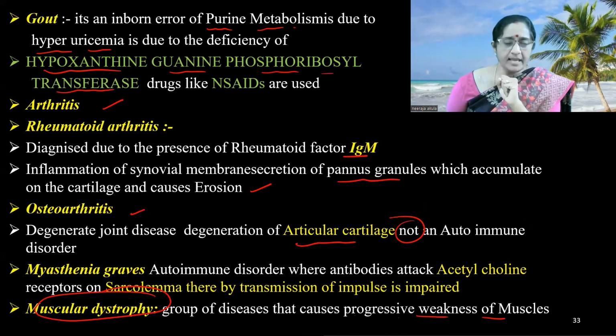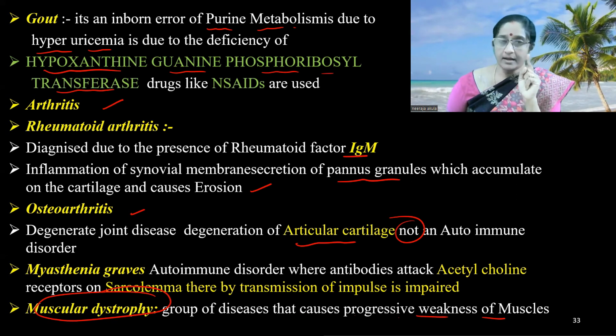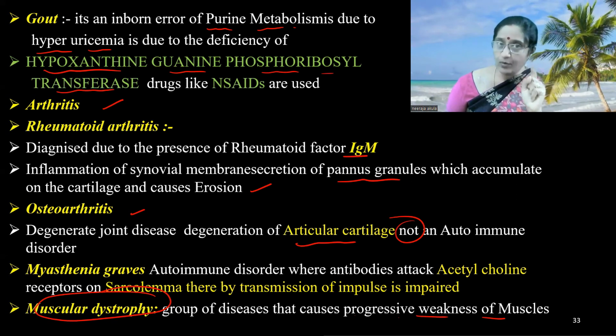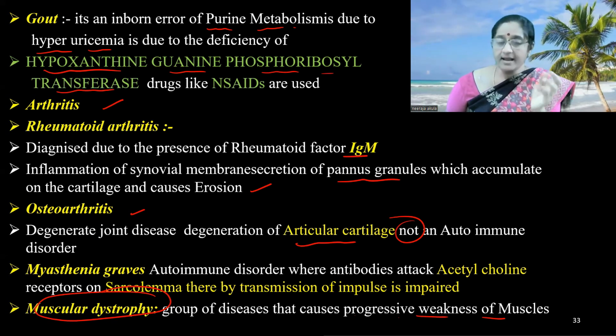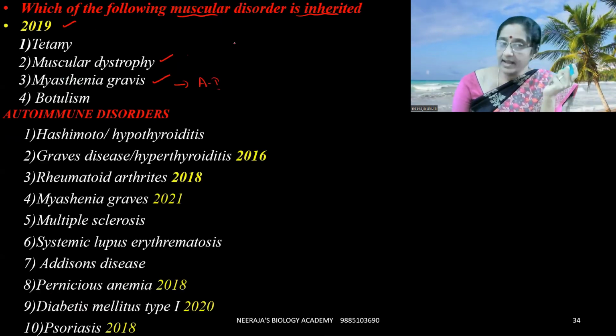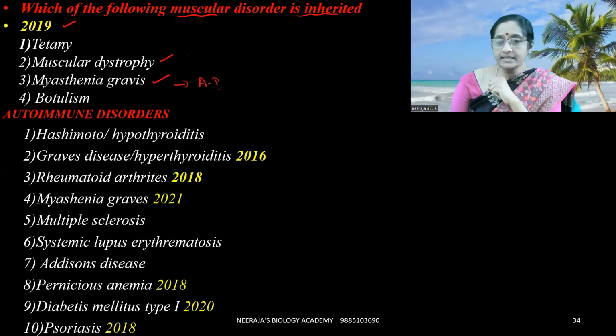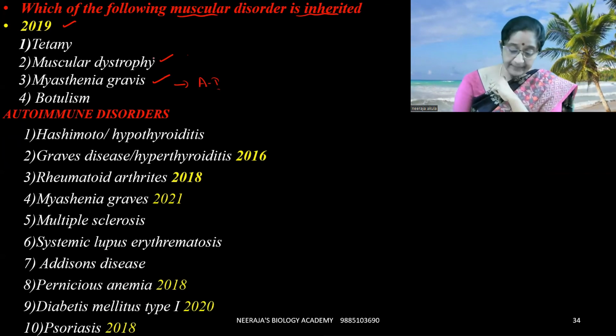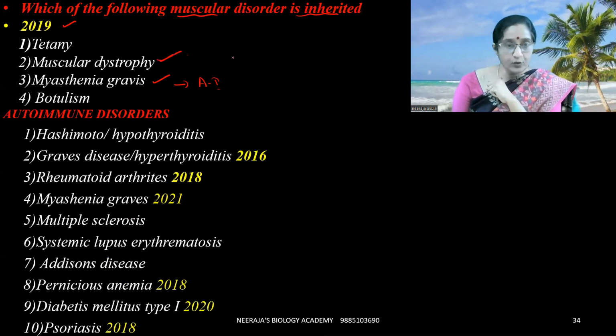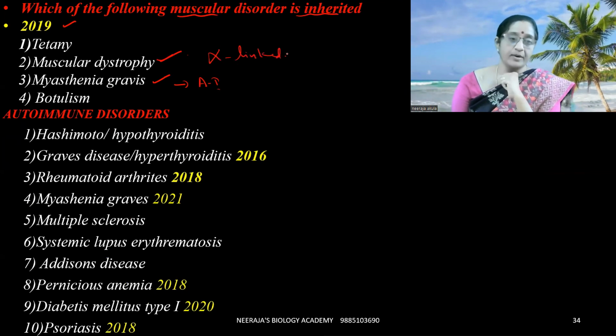Myotonic dystrophy is an autosomal dominant allele disorder. Duchenne muscular dystrophy is an X-linked recessive allele disorder, like hemophilia and color blindness. Which of the following muscular disorders is inherited? It is muscular dystrophy, which is an X-linked recessive allele disorder.